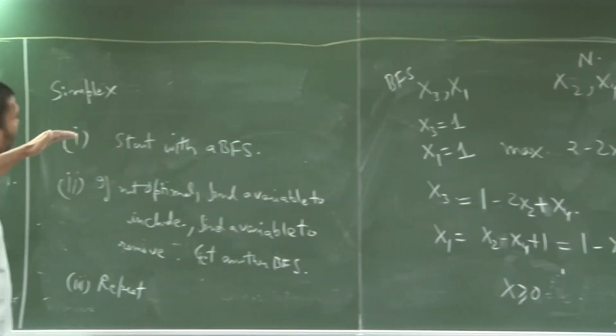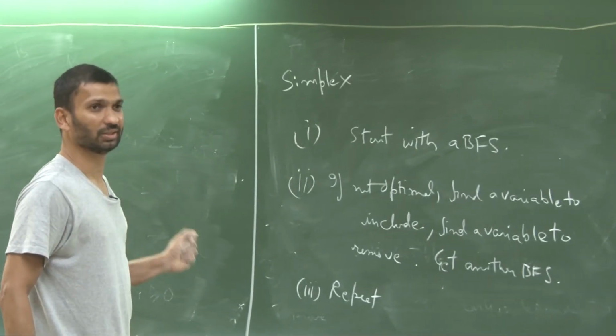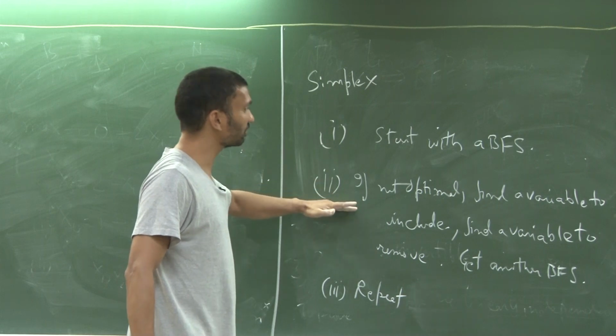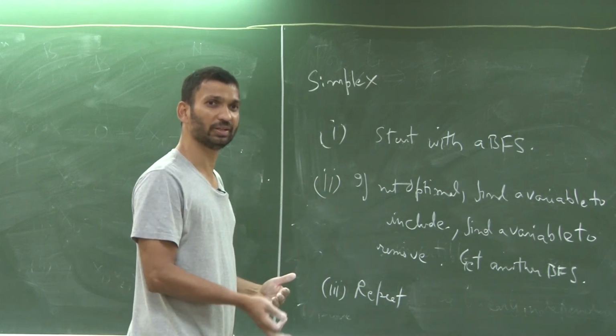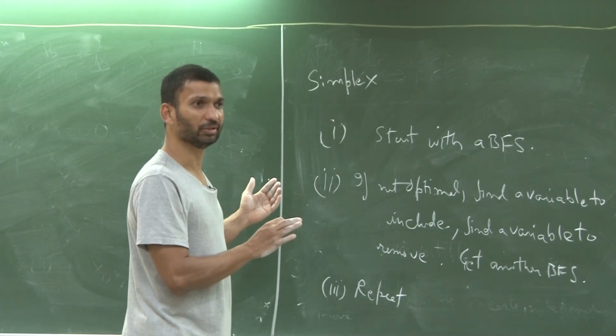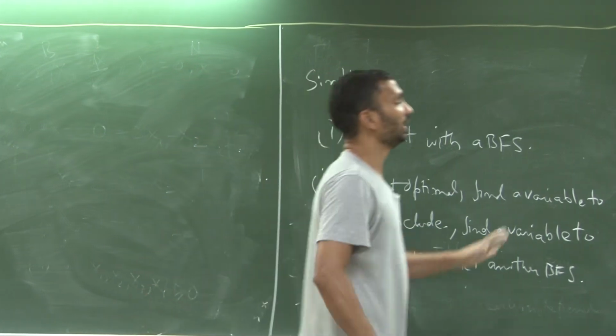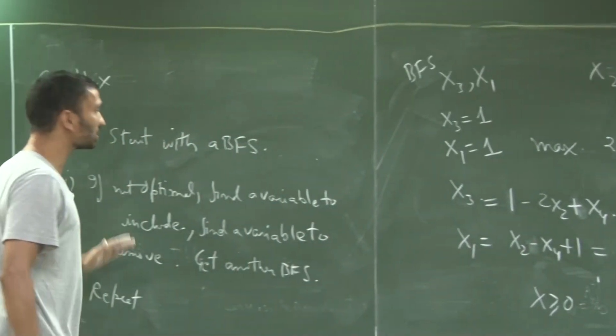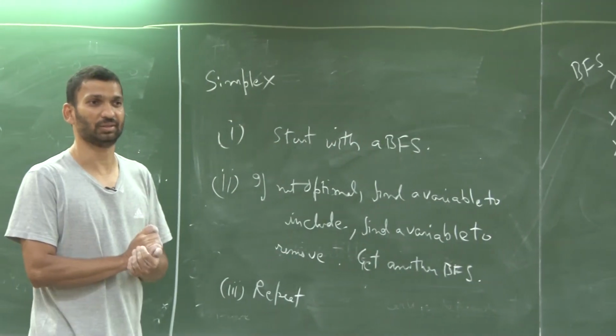Let's look at what was the outcome, right? Start with the BFS, check if it is optimal. If not, find a variable to include. Find a variable to leave, get another BFS, right? Even though we did this simple example, some of the steps now we know can be done.